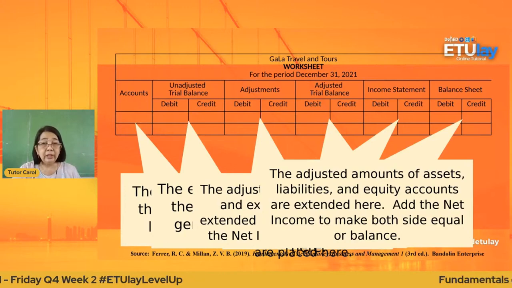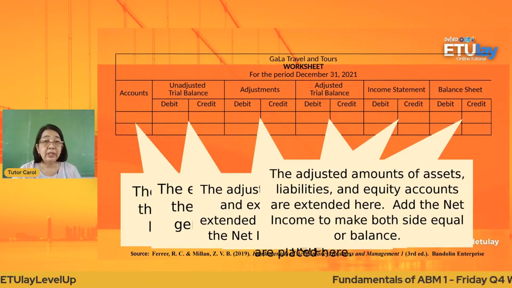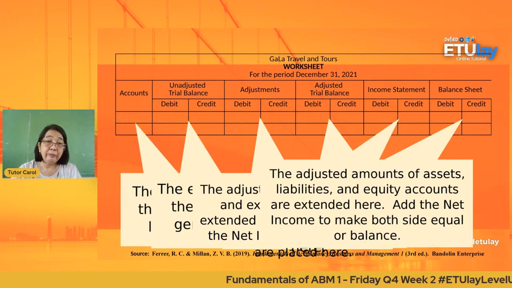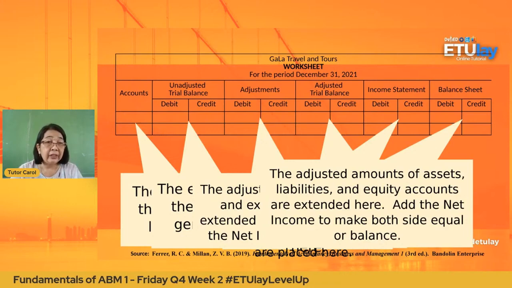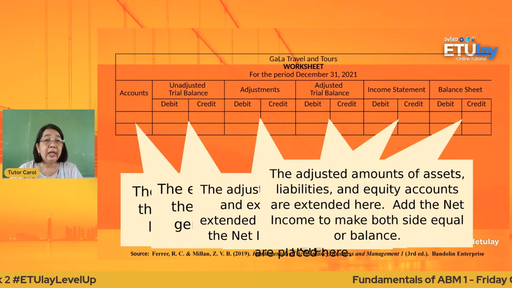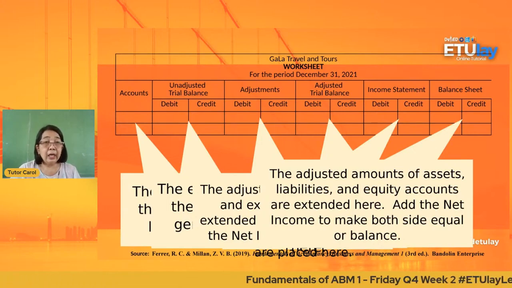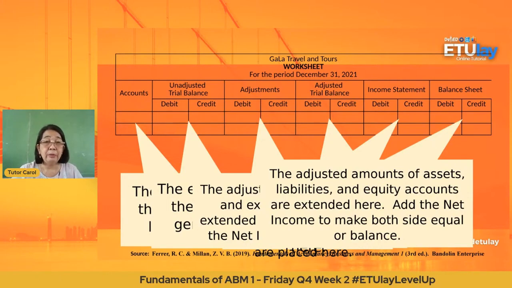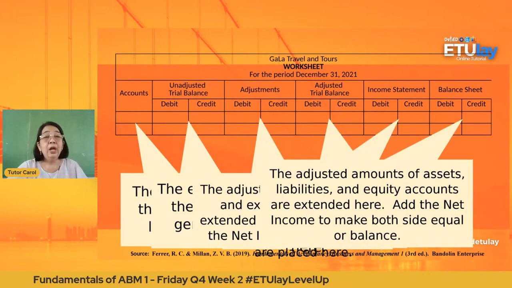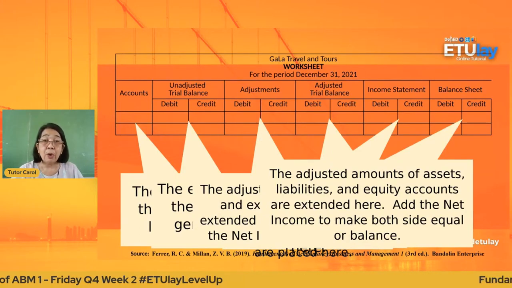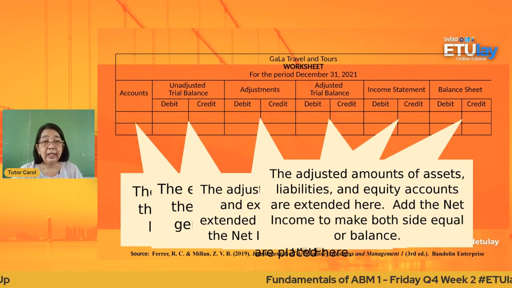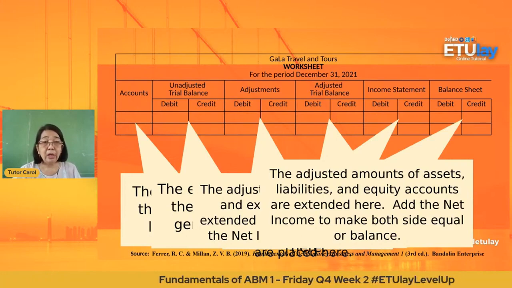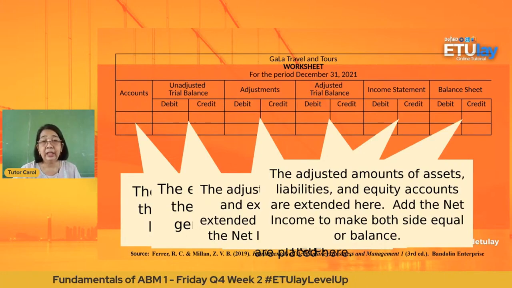For the next column, unadjusted trial balance, we have the debit side and the credit side. Ang ilalagay naman natin dyan is yung ending balance sa ating ledger, or yung amount na nakalagay sa ating unadjusted trial balance, parang kokopyahin lang natin. Sa adjustments, yung ginawa natin kanina, yung numbers 1 to 6, yun ang ilalagay natin dito, sa debit side and sa credit side.